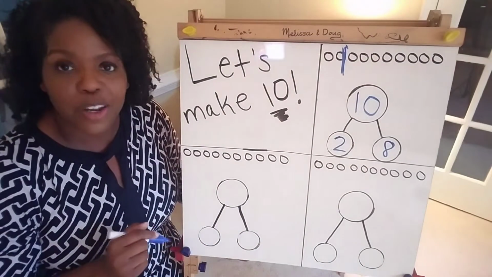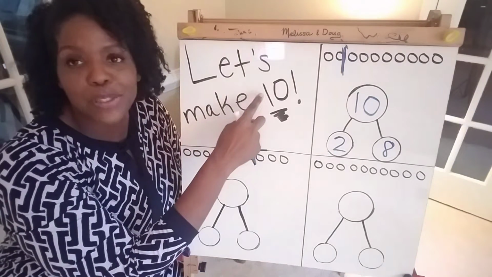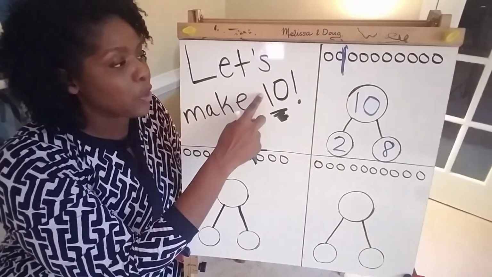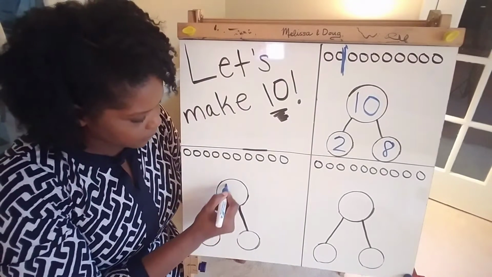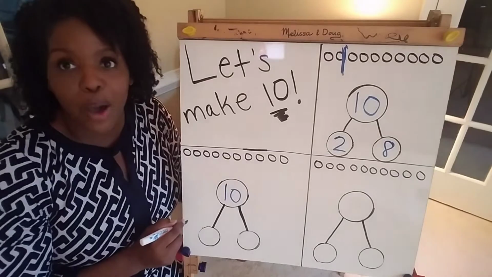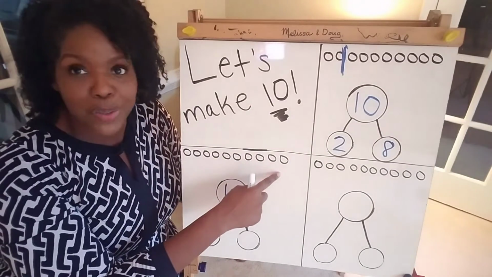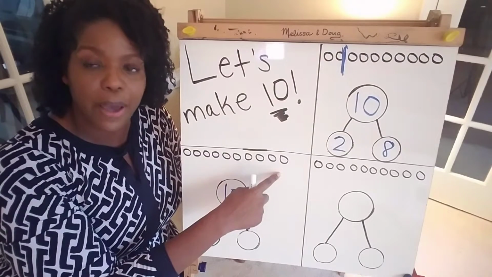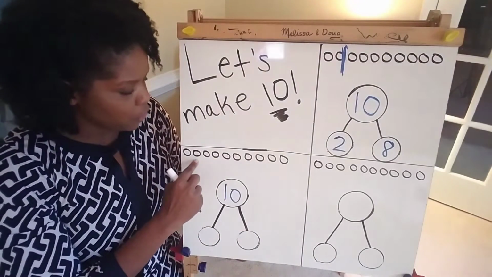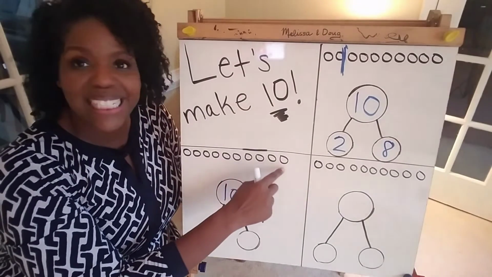Let's try another example. Again, we are making 10. So since we're making 10, I'm going to start with 10 and put it in the top part of my number bond. To help me to visualize it, I have drawn 10 circles, and remember you can always prove it by counting it, so help me count it. 1, 2, 3, 4, 5, 6, 7, 8, 9, 10.